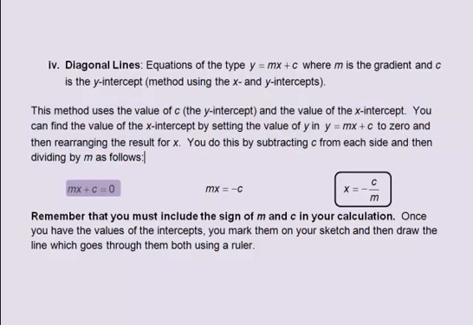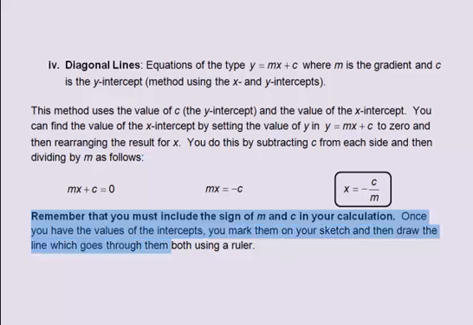Setting y equals 0 in y equals mx plus c gives mx plus c equals 0. Subtracting c from each side gives mx equals -c. Finally, dividing by m gives the value of the x-intercept of x equals -c divided by m. Remember that you must include the sign of m and c in your calculation. Once you have the values of the intercepts, you mark them on your sketch and then draw the line which goes through them both using a ruler.